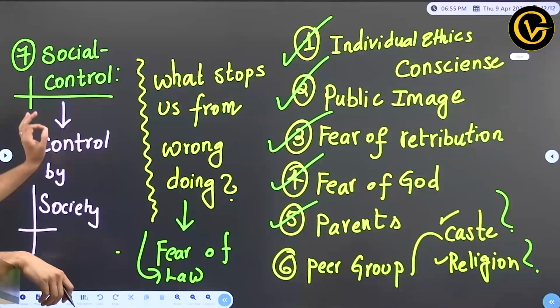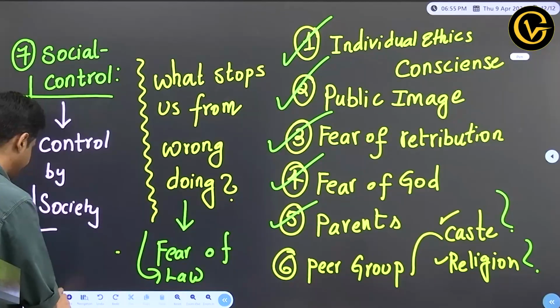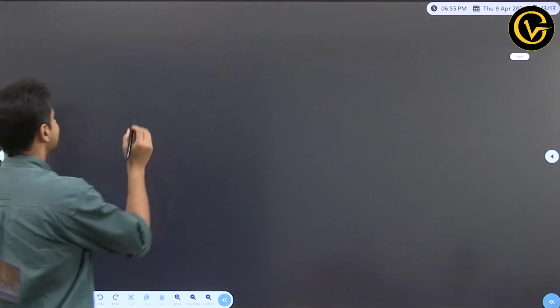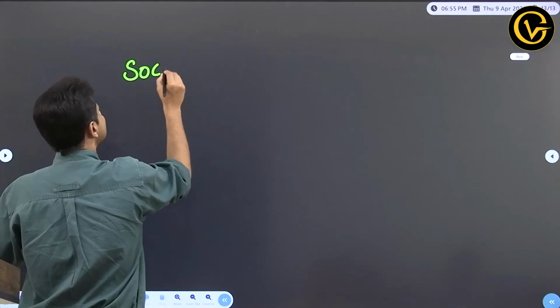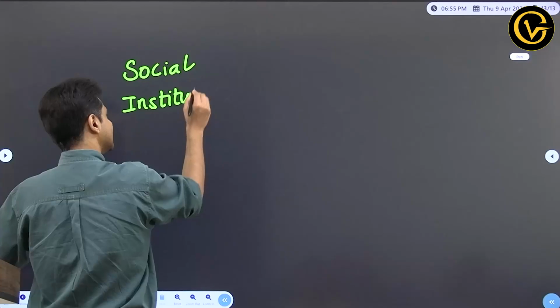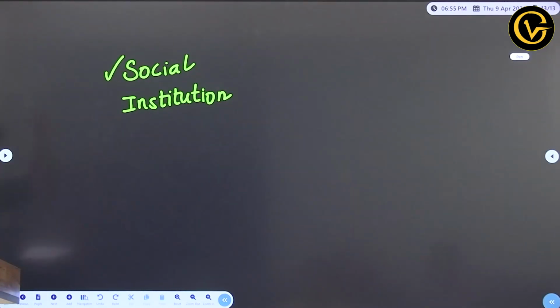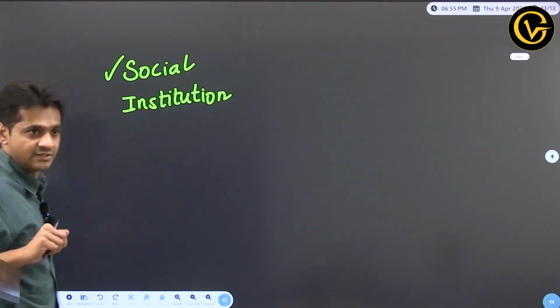Simply put, social control is exercised by social institutions. Social control is because of social institutions. What social institutions? Like family, religion, economy, all the social institutions which we have listed multiple times on the board. Social control need not always be because of the law. Social control will happen because of the social institutions.